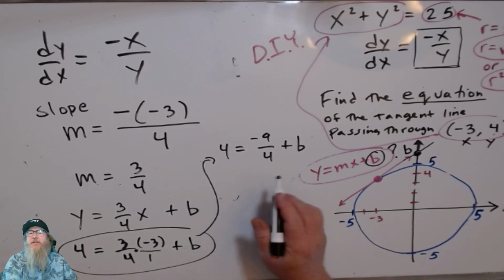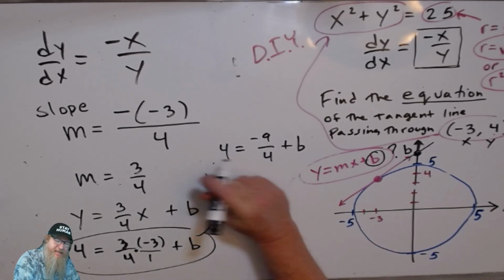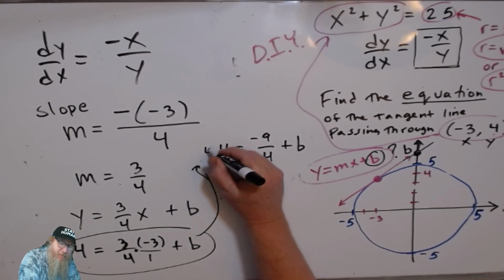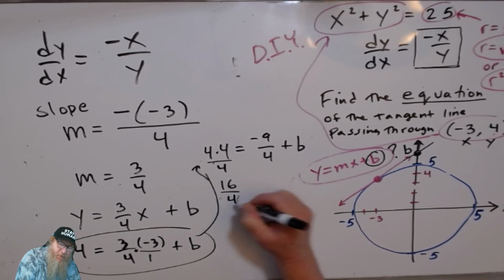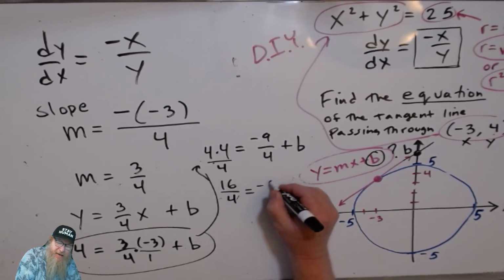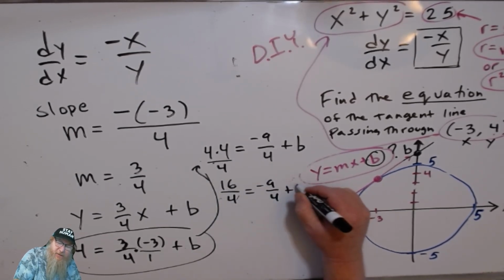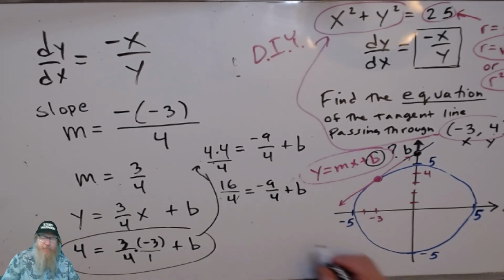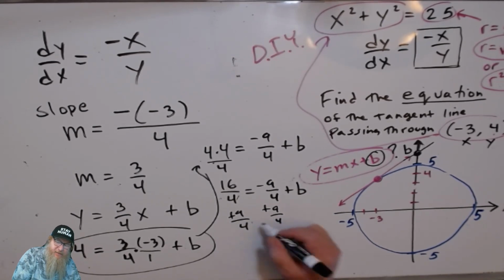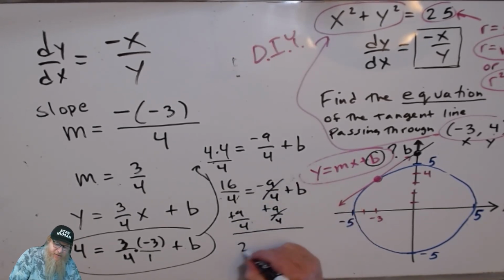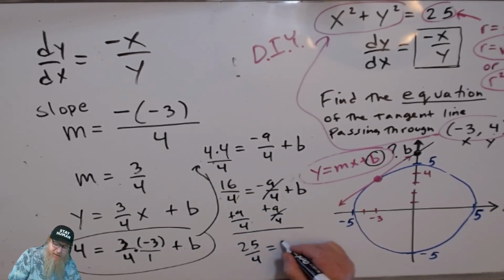There's several ways to do this. I'm going to do it with an LCD. So I'm going to multiply by 4 over 4. So I'm going to get 16/4 equals -9/4 plus b. And then I'm going to add 9/4 to both sides. And my b is 25/4.